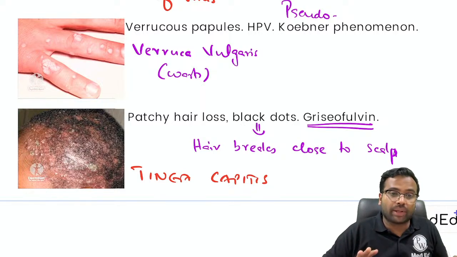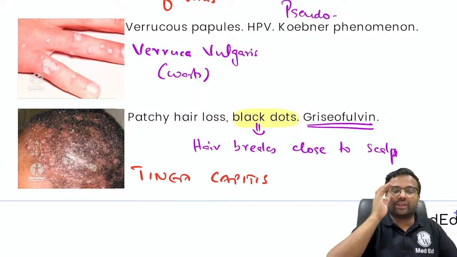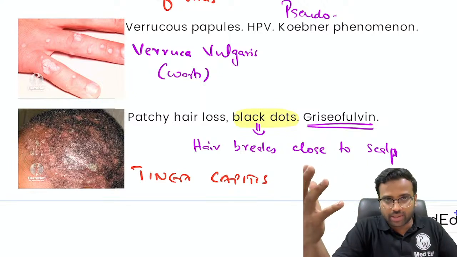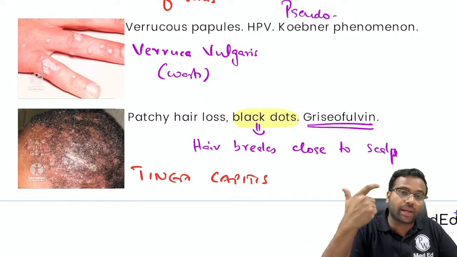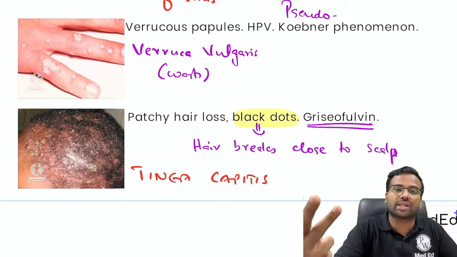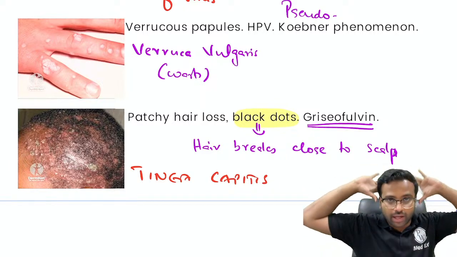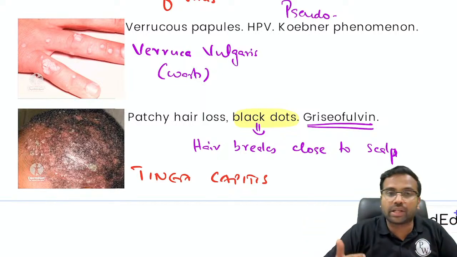In Tinea capitis, this is also called a black dot, because there are different types of Tinea capitis. Black dot is one, gray patch is another one, Kerion is another one, Favus is another one. So in all these cases, what happens? The patient will have a fungal infection of the scalp. That is why we call it Tinea capitis.